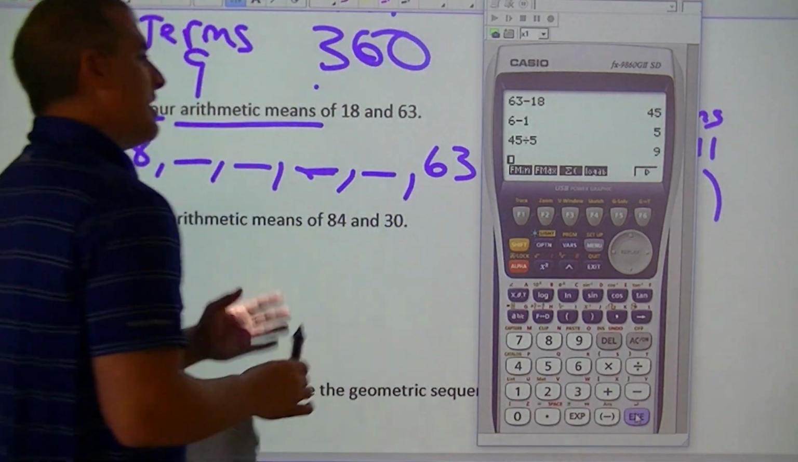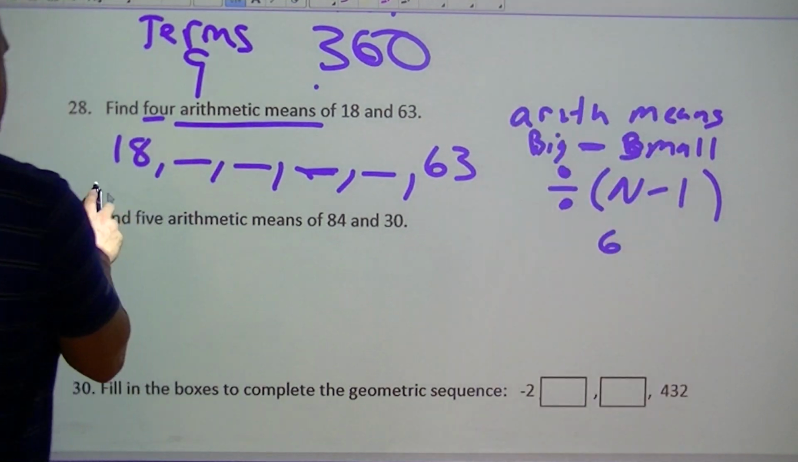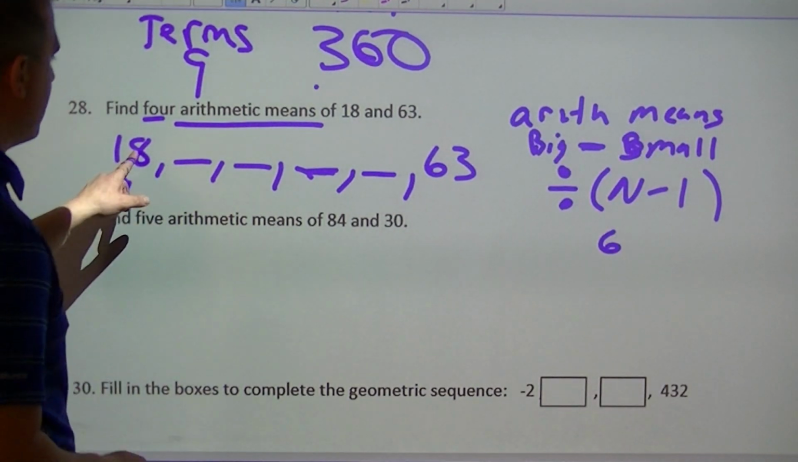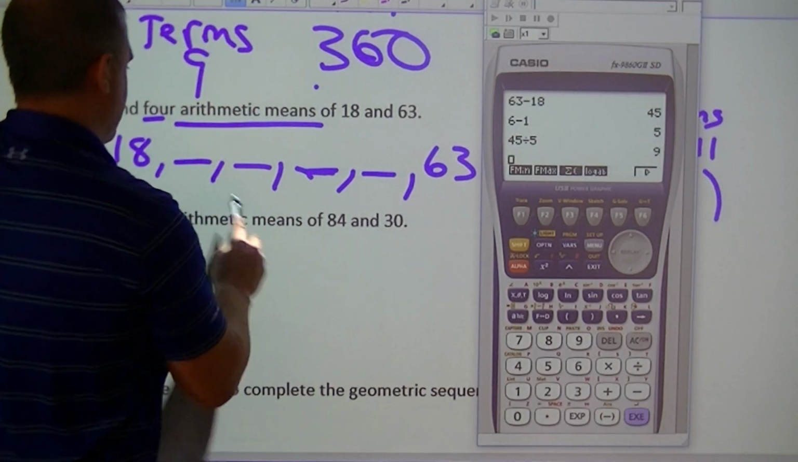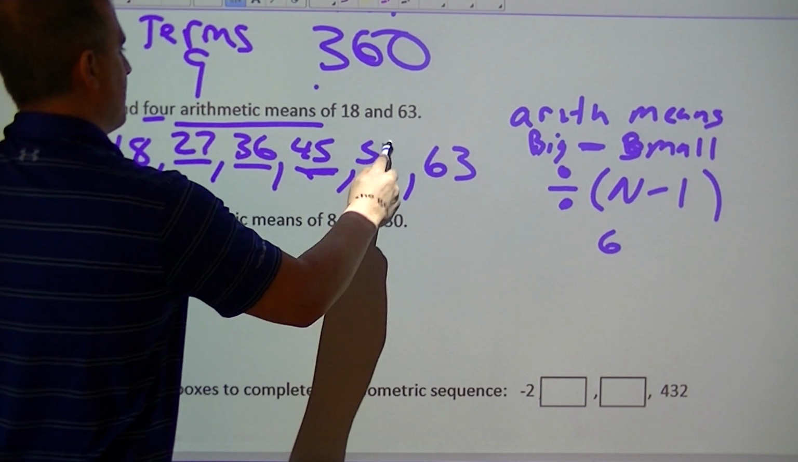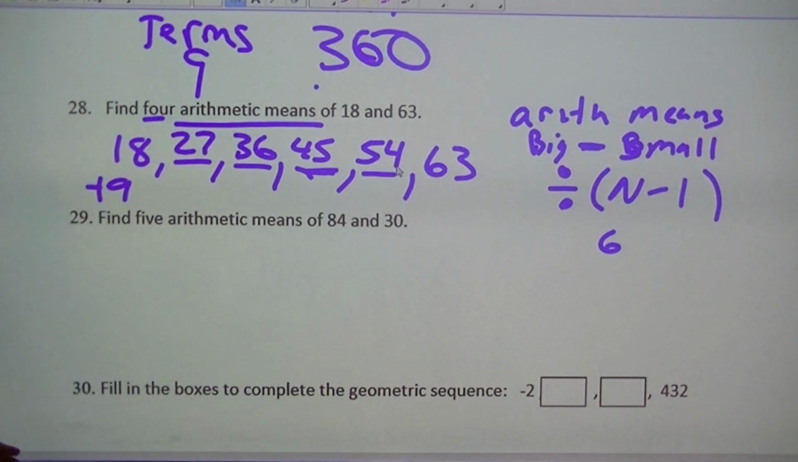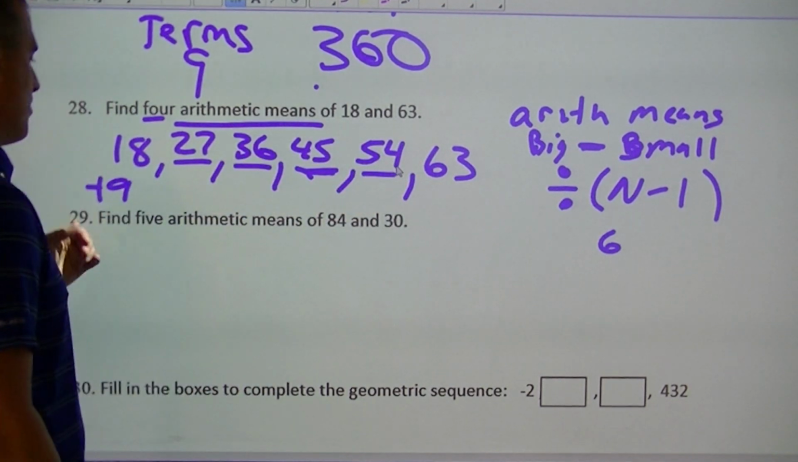So what this gives me is the pattern. Okay? The pattern is add 9. Now this is where you have to have a little bit of number sense. If I want to go from a small number to a big number, I would add. So I'm going to go 18 plus 9 would be 27, 36, 45, 54, 63. Okay? If it was flipped, then I would just go small to big the other way.